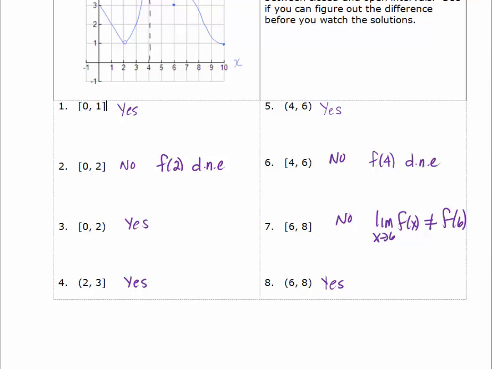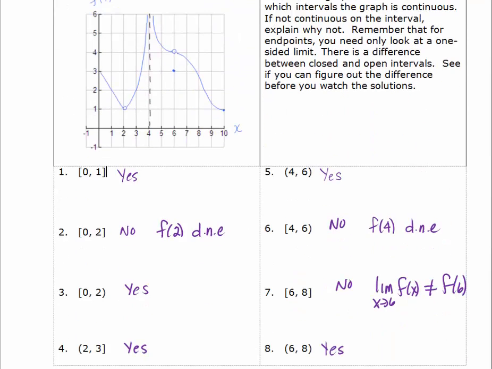And then the last one, from 6 to 8, as soon as I open that 6, I'm fine. I'm no longer including the endpoint where I have a point of discontinuity in my function, and so the function is continuous on the open interval from 6 to 8.